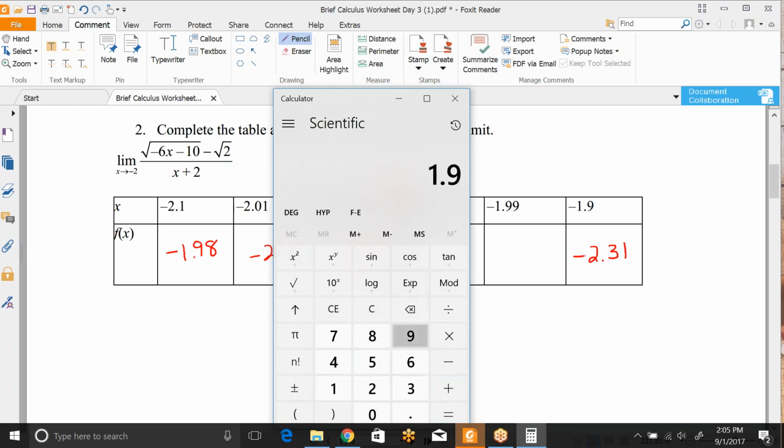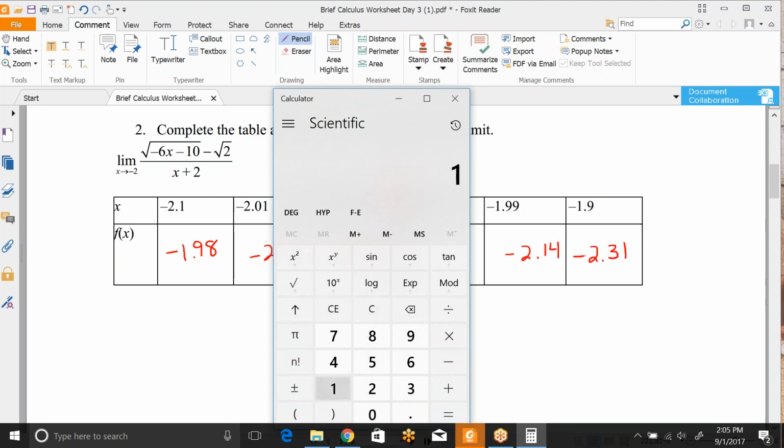So 1.99 is negative times 6, which is negative, then minus 10, square root that, minus the square root of 2, and then divide it by the bottom. So this is negative 2.14.